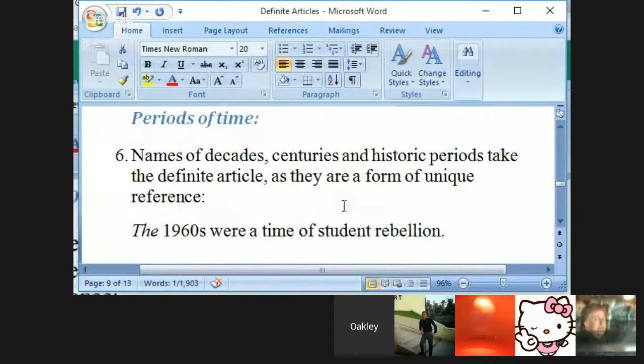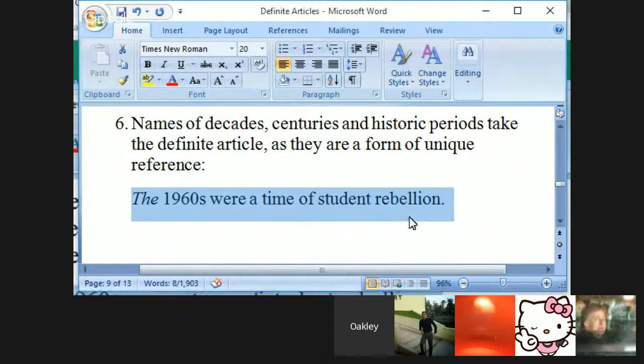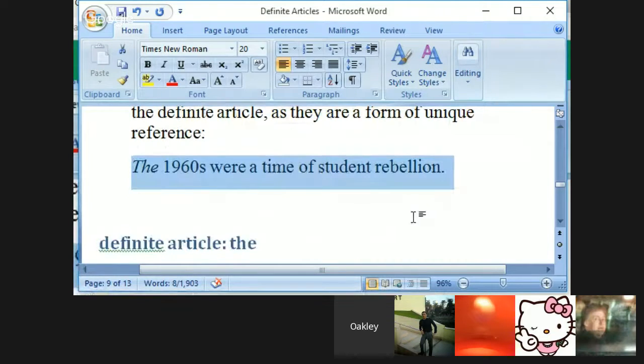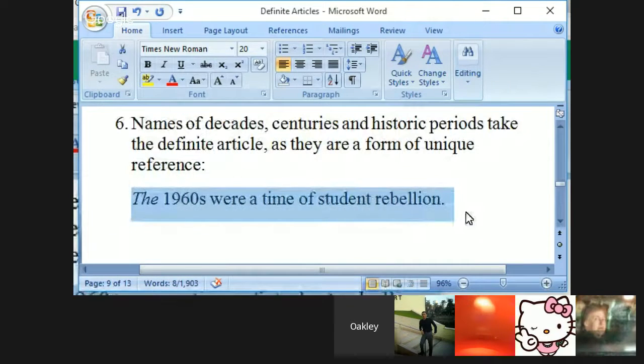Periods of time. All right. Names of decades, centuries, historic periods take the definite article, as they're considered anyway a form of unique reference. The 1960s were a time of student rebellion, for example.